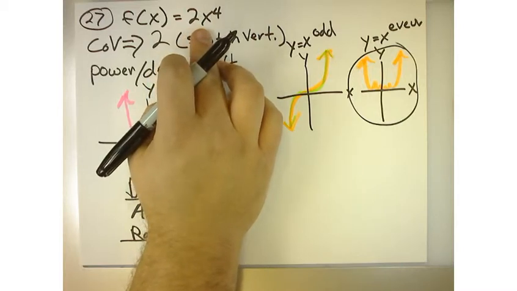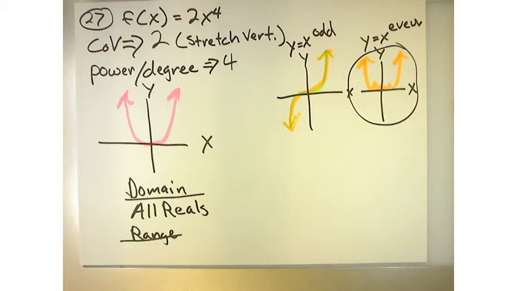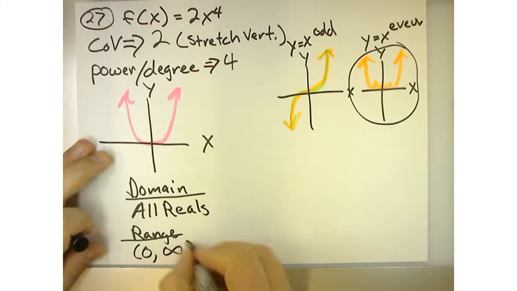Negative 1 times negative 1 is positive 1, right? Times another negative 1 is a negative 1, times another negative 1 is a positive 1, right? So it's always going to be a positive value. So what's the lowest y value I can have? 0. What's the greatest y value I could have? Infinity. So my range goes from 0 to infinity, right?